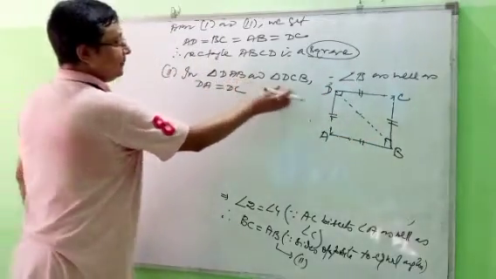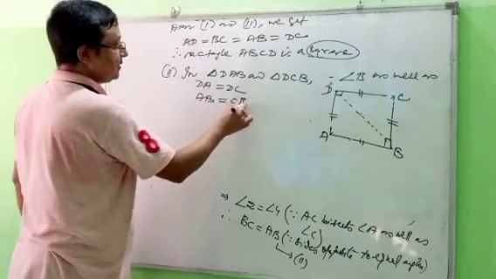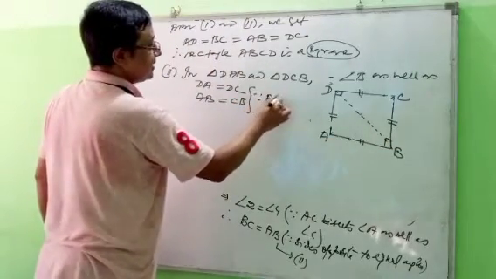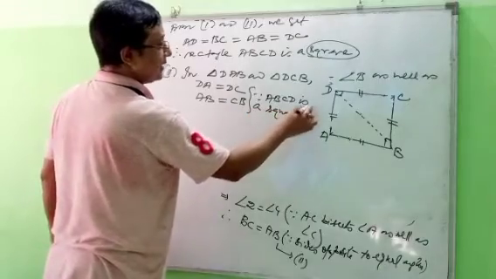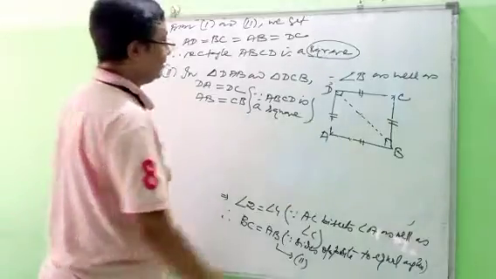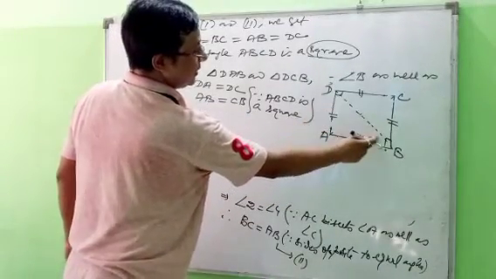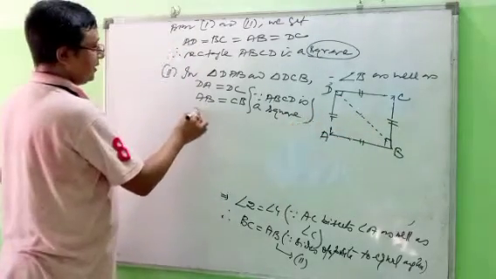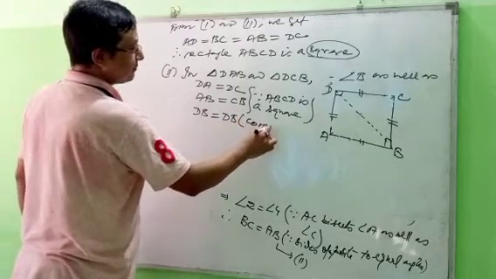Then AB equals CB, since ABCD is a square, because in a square all four sides are equal. Then you have the common side in both triangles, that is DB. So DB is the common side for both triangles. So DB equals DB.